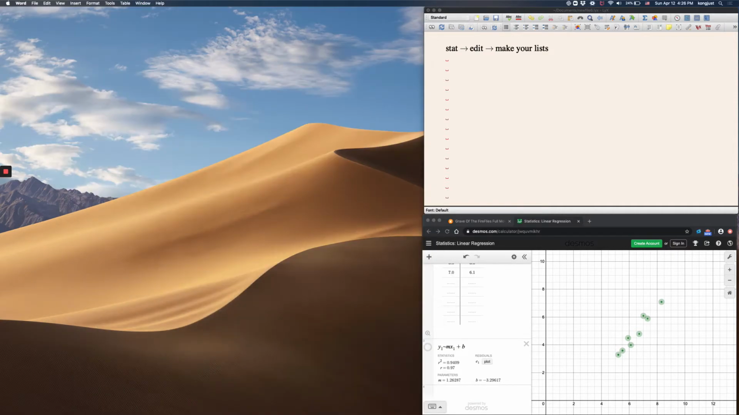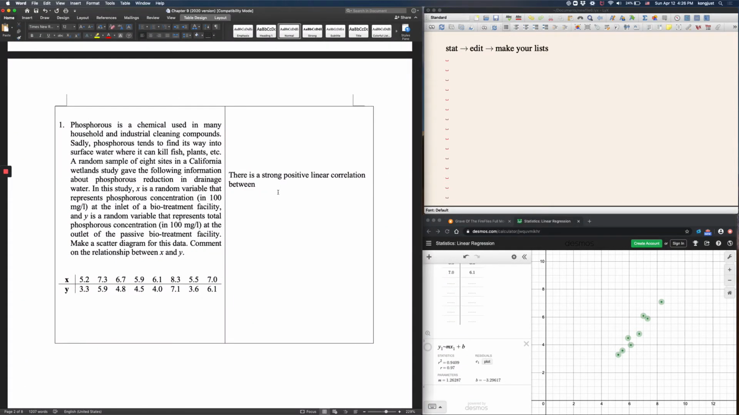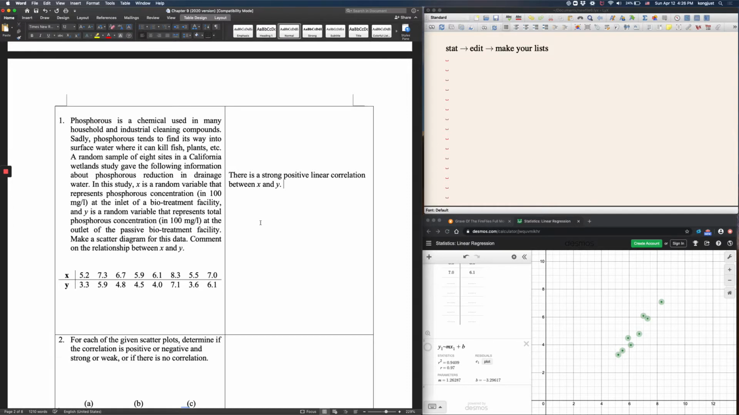Oops, didn't mean to do that. Here we go. Between x, and y. Okay, that's it. We answered the question. Here's a dot, here's a diagram.